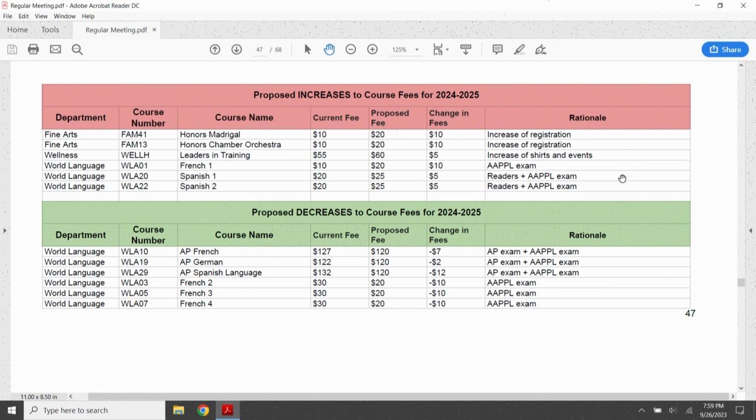When you look at the decreases to fees, in all of those cases in the rationale, what we're showing is what those course fees pay for. What's not included there is what we dropped off to make those decreases happen, which are supplemental texts. Previously, prior to our new textbook series, we were using more supplemental texts to fill out the curriculum in those courses. We are no longer using those texts, so we don't have the need to purchase some of those extra items. So that's why we were able to drop the course fees in those areas. So this is a pretty light year for course fee changes for next year.